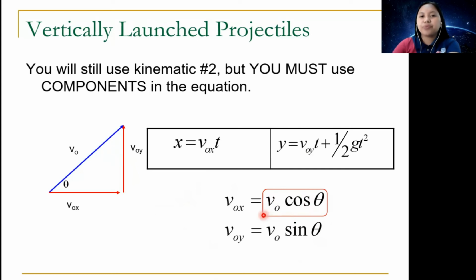So for the x component, we have the formula initial velocity times cosine theta. And for our y velocity component, we have initial velocity times sine theta.